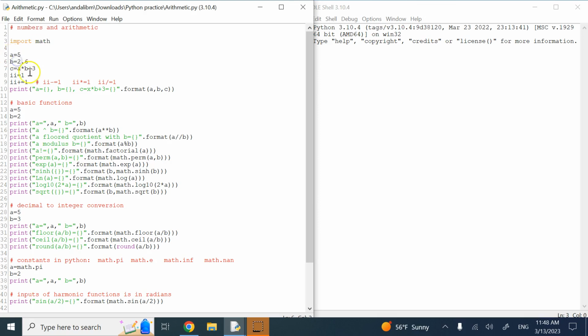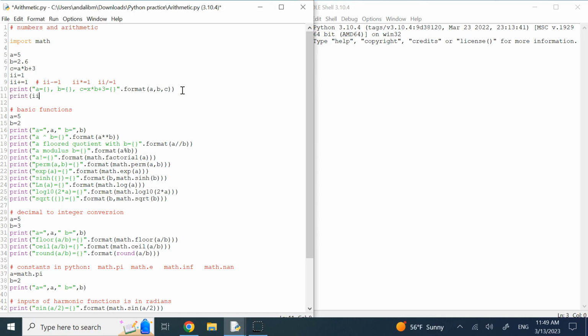So I have A, I have B, then I define C to be A times B plus 3, and no problem. I can show the results here. And then I can use this plus equal or minus equal, times equal, divided equal operations that we had in C++. We also have them in Python. So we can go ahead and use all of them here. So I can show all of those results for you, right? So I is 1, and then I add 1 to it, and then I can show that I for you here.